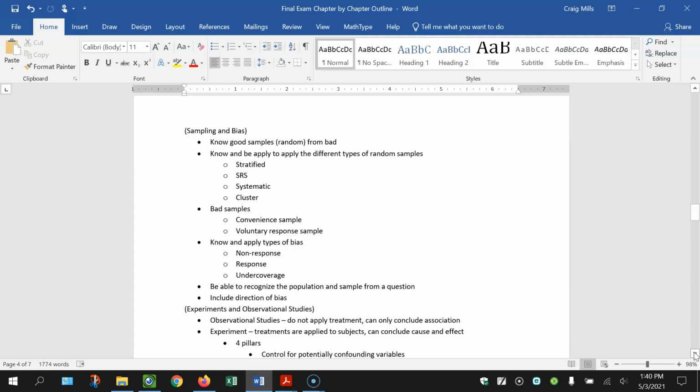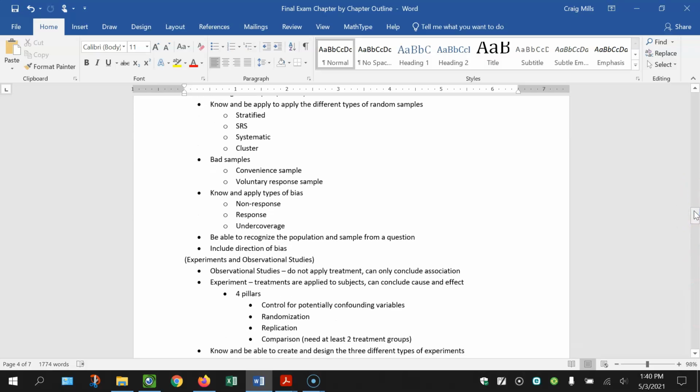You have to be able to recognize the difference between a population, the large group, and a sample. Remember, if you sample the entire population, that is called a census. And that's okay. It's just very hard to do. If they ask you anything about bias, you have to include the direction.